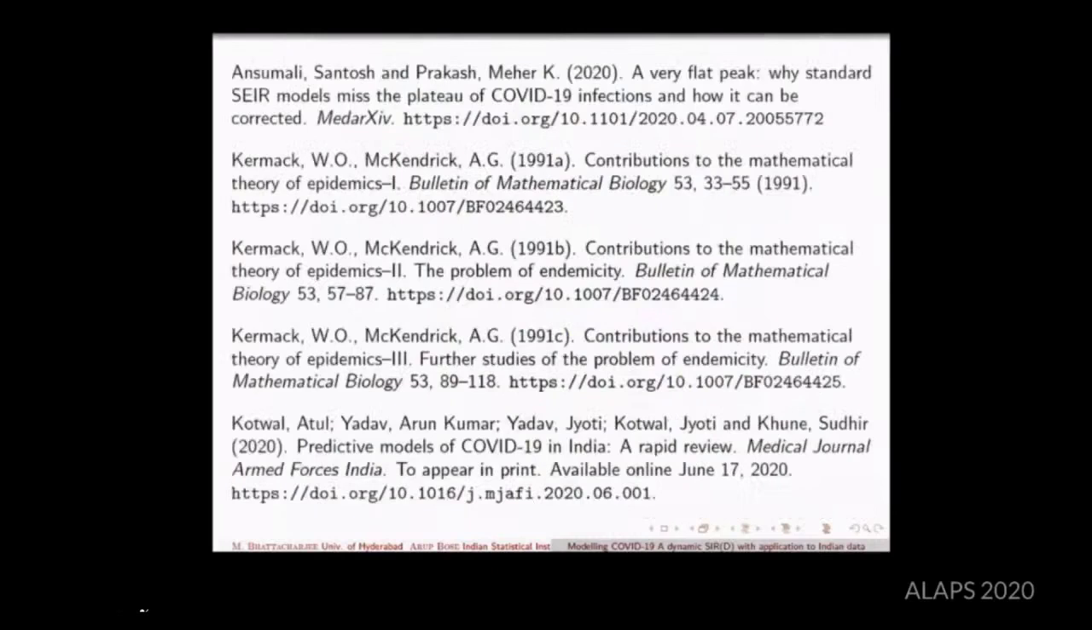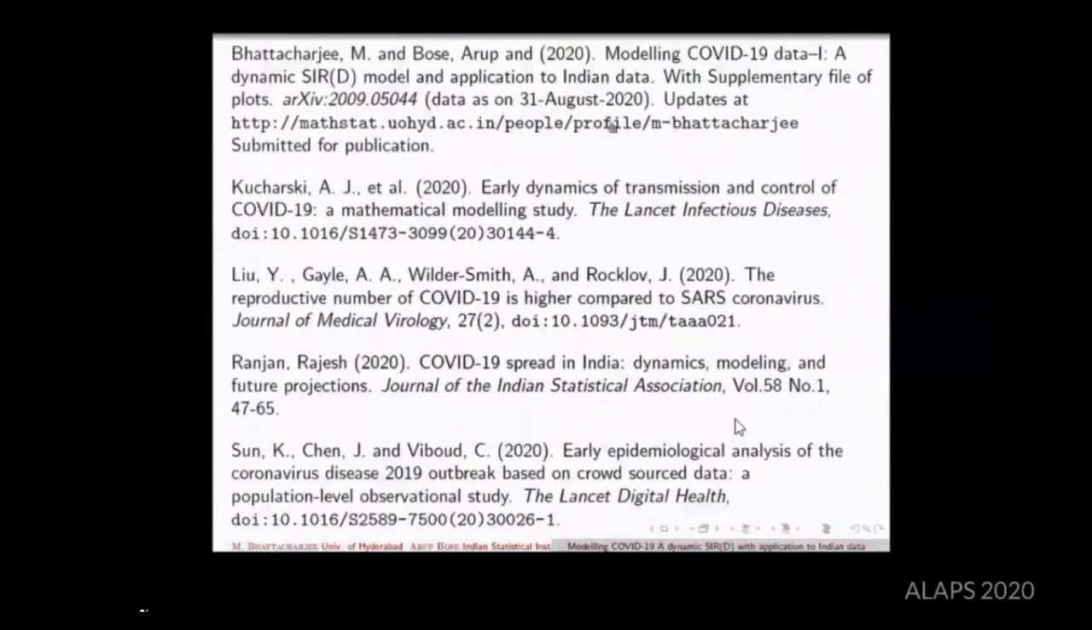All right, so here is a quick list of references. And one can always go to our article for all the other details. Thank you very much.